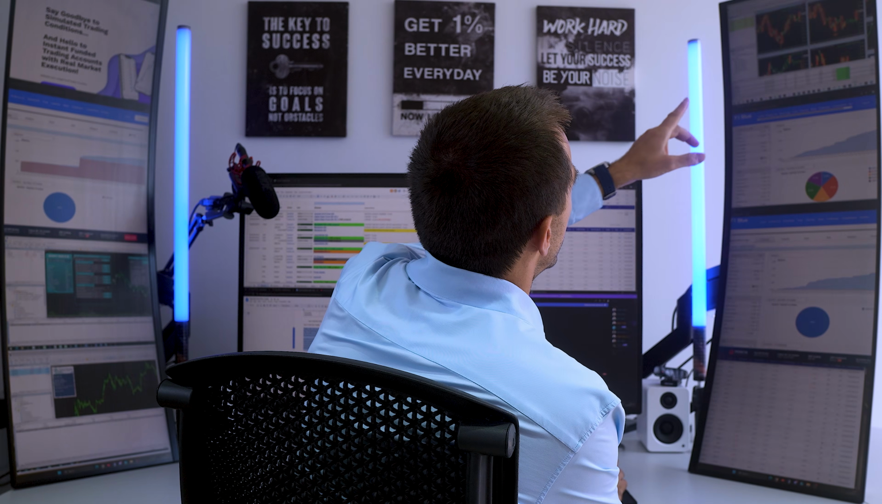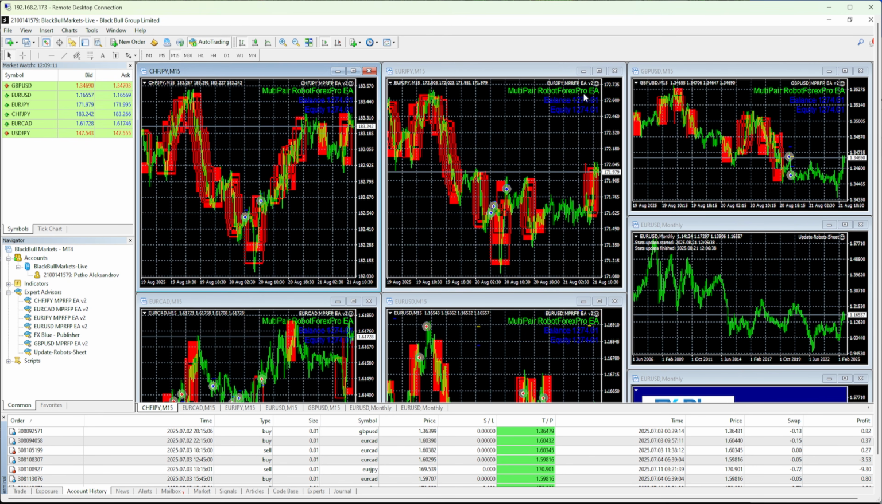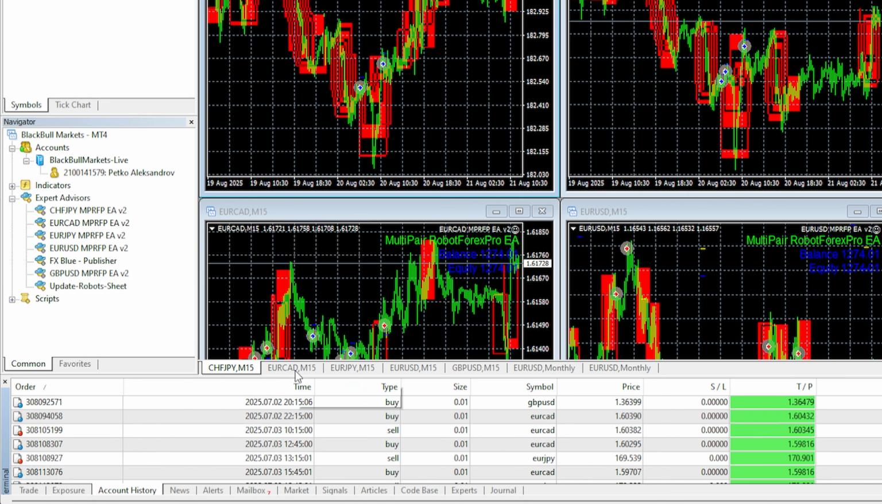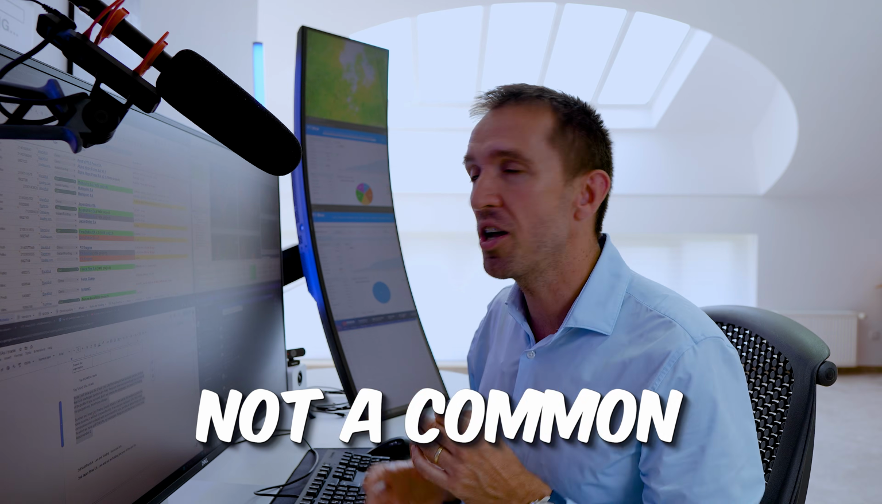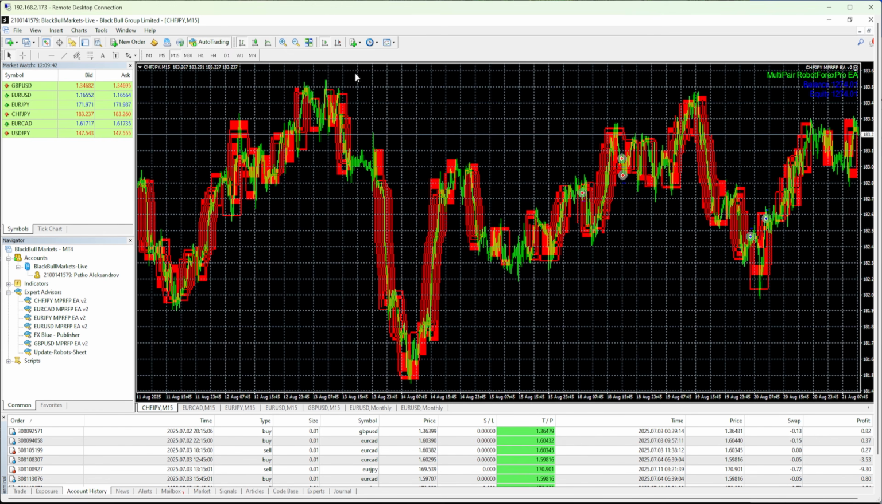Let me show you robot number 3. Multi-pair EA. I have it right on this VPS. I will drag and drop it on my recording screen. And you can see that this one is trading a few currency pairs. It is the Swiss yen, which is not really a common currency for algo trading. It is trading the Euro CAD, the Euro yen, the Euro dollar, the pound dollar. 5 currency pairs, and I'll show you the stats just in a minute.